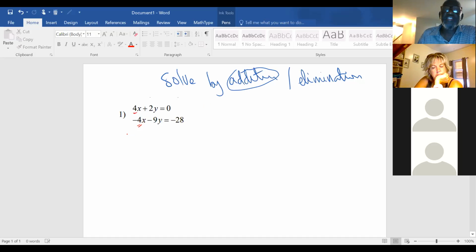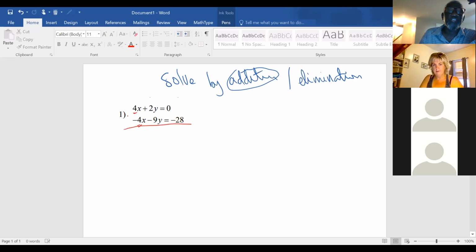Okay, so since this one is ready, what do we do? We just add, right? That's it. We just add them. And what's going to happen when you add equation number 1 to equation number 2? What's going to happen to the variable X? The variable X will cancel each other out, right? Yes. And that is the goal. The goal is to have one variable gone, right? That is the goal.